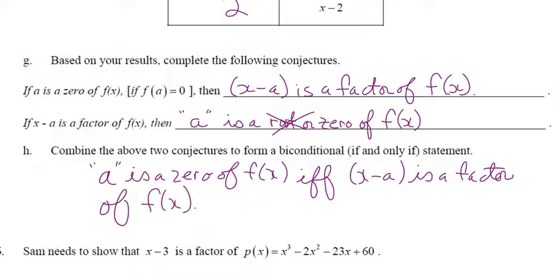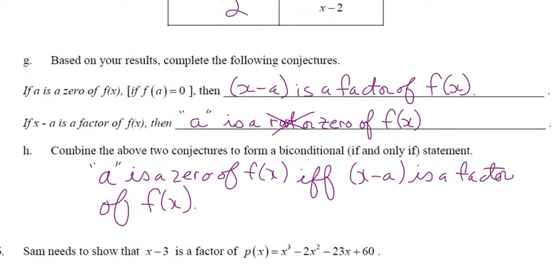You could also legitimately have written x minus a is a factor of f(x) if and only if a is a zero of f(x). It doesn't really matter which statement comes first. So a is a zero of f(x) if and only if x minus a is a factor of f(x), which basically just reads as these two statements. When you see this, you can split it out and read it like this, and like that.